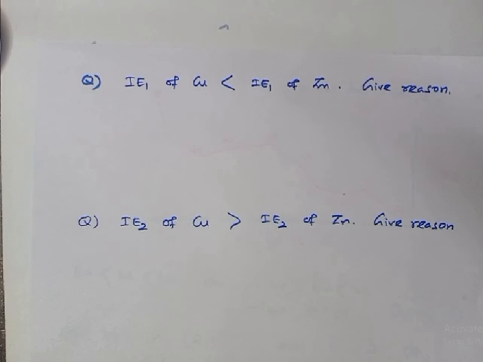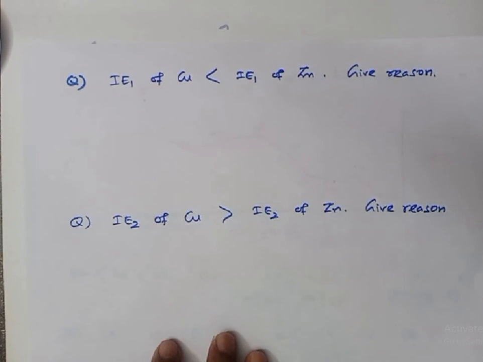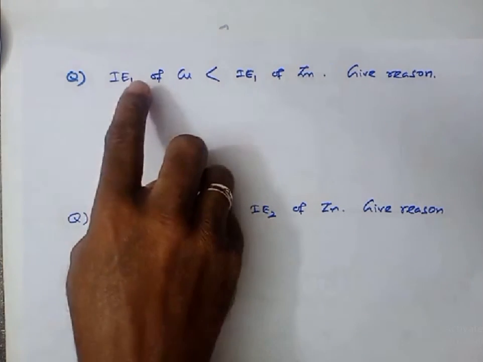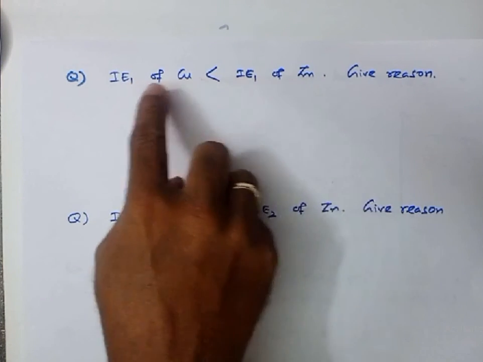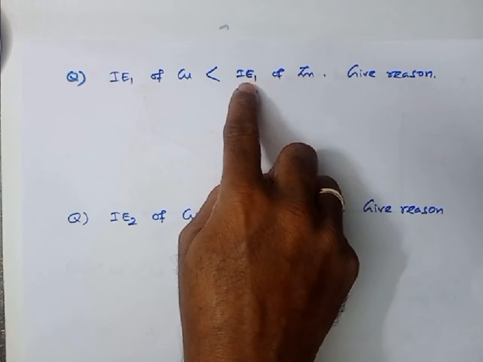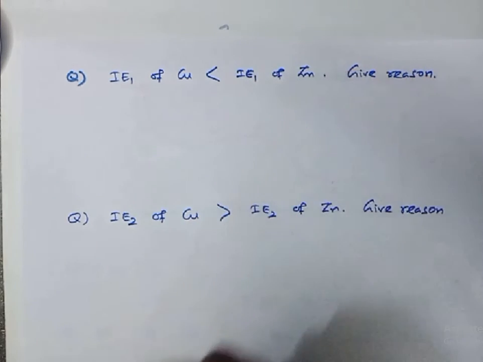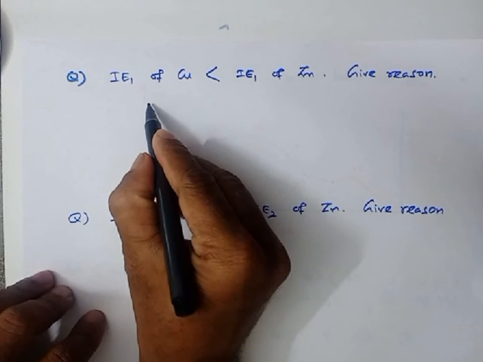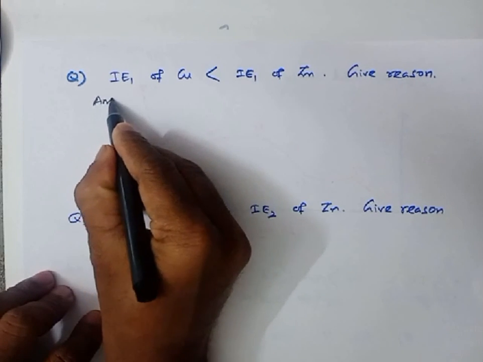Okay, now listen, students. In the 3d series, before going to see the other one, let me give this question. Yes, students, can you answer this question now? First ionization energy of copper and zinc, if you compare, the first ionization energy of zinc is very high. What is the reason? For first ionization energy, you should take the neutral atom, right? So what is the answer?